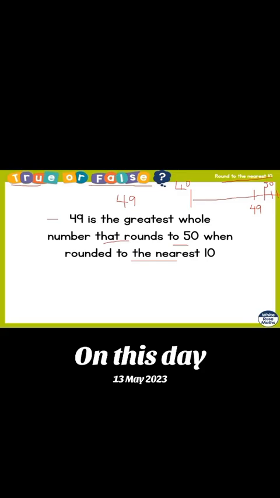So if I round 54 to the nearest 10, what do I get? Well, again, think of it as a little bar model. This time I've got 50 and I've got 60. 54 is somewhere along here. So 54 is obviously closer to 50 than it is to 60, so 54 rounds to 50 to the nearest 10.